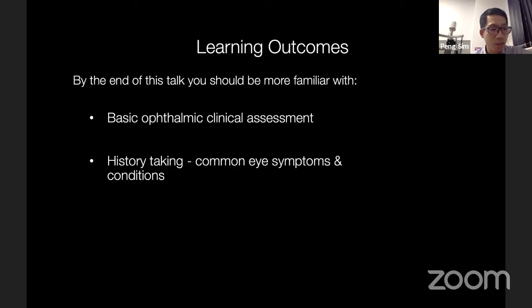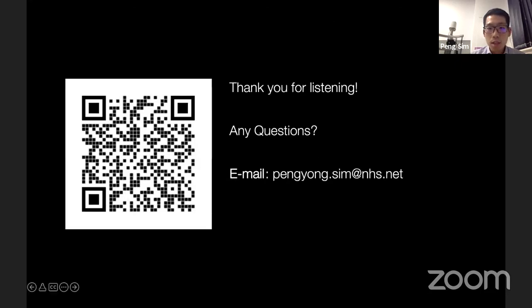Hopefully by the end of all of this, we have addressed these over the last couple of slides, and I hope that you've learned something useful. So thank you for listening. This is the QR code. If you want the algorithms, feel free to scan this and you can get the algorithms. And the algorithms will also include the other common eye symptoms that I've not described.